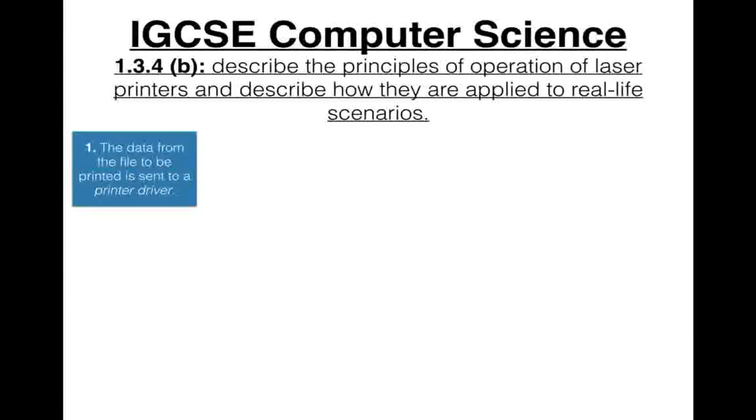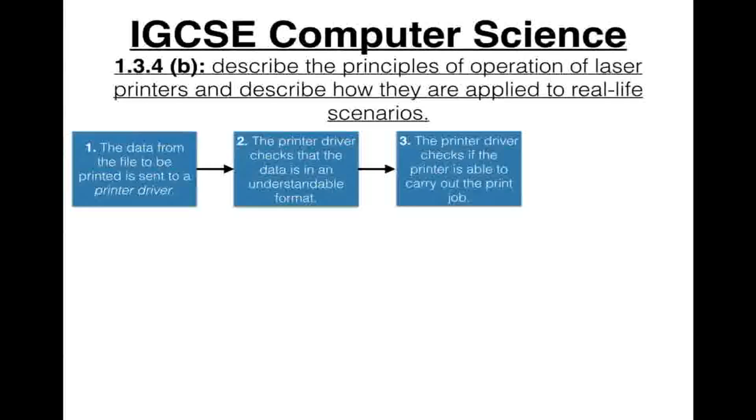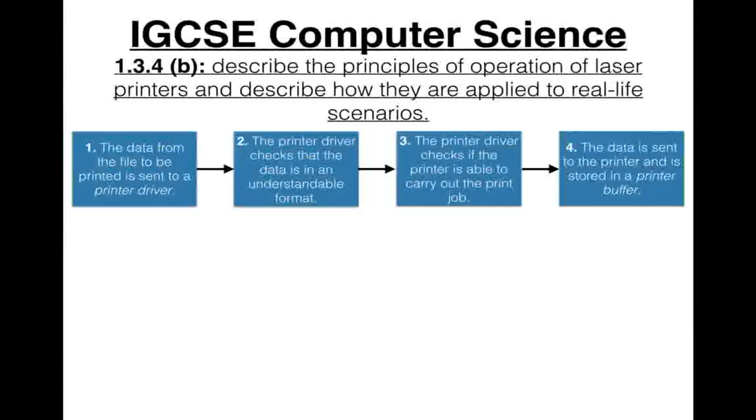Anyway, here's the algorithm. The data from the files to be printed is sent to the printer driver. The printer driver checks the data is in an understandable format. I'm rushing through these because we looked at these steps in inkjet printers, but it's a bit different once we get to a certain step. The printer driver checks if the printer is able to carry out the print job, like checking if the printer is busy, has no paper, whatever. The data is sent to the printer and stored in the printer buffer.